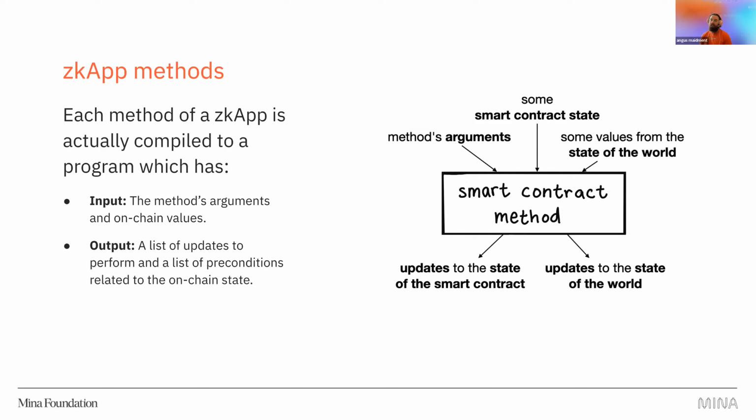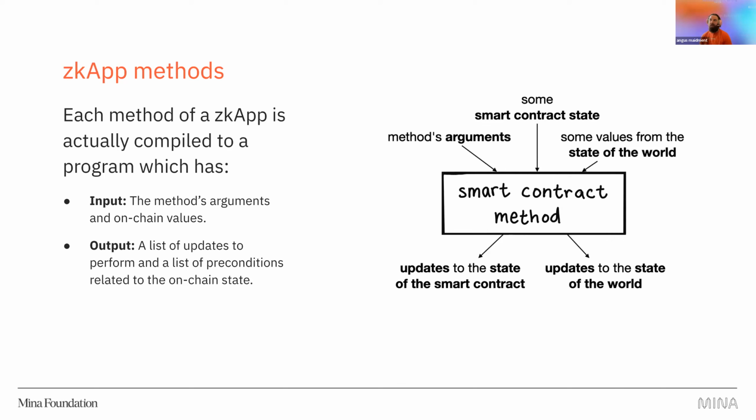And then there's some state in the rest of the world that you have as a developer, a database or a list or whatever. So when you call that method with the arguments, if you're running the right code and it's a valid proof, then you can update the state of the smart contract and you can update something somewhere else, right? So that's how ZK apps are structured.